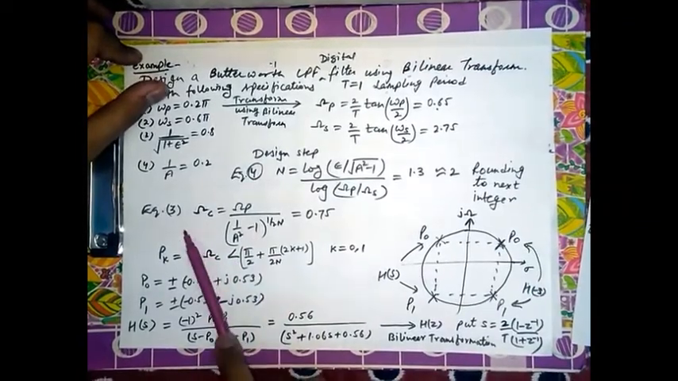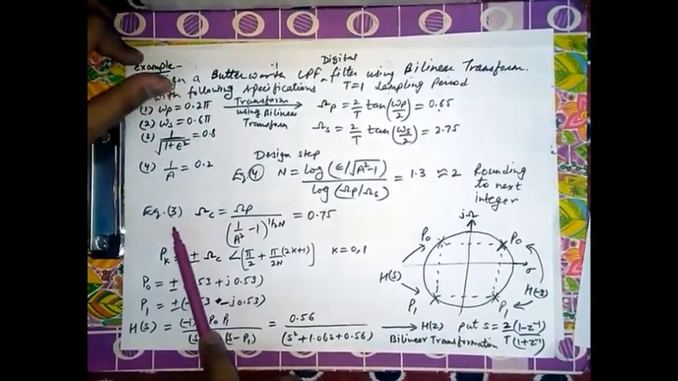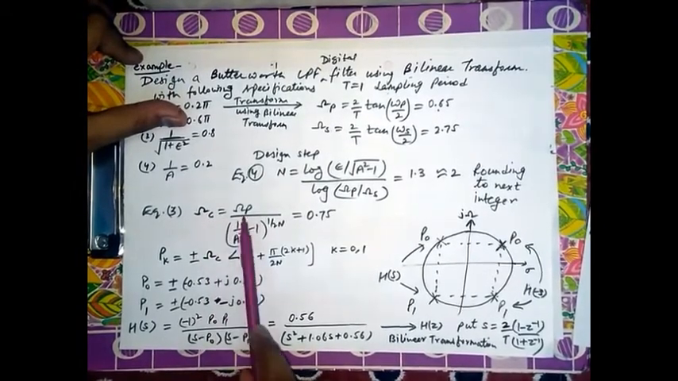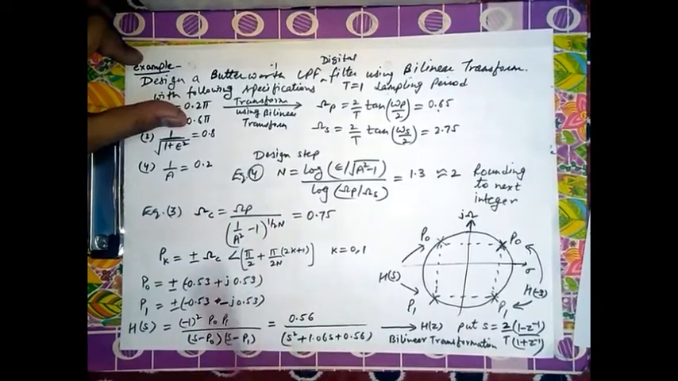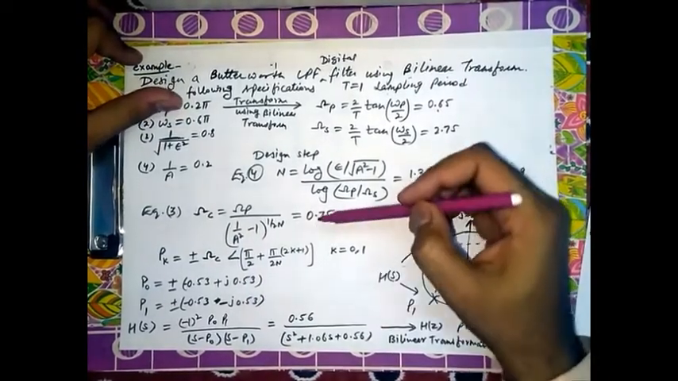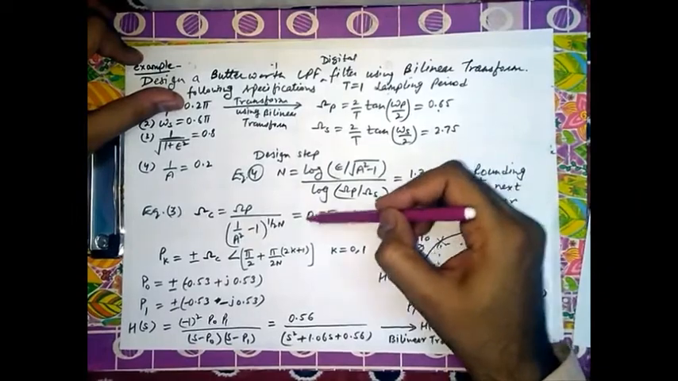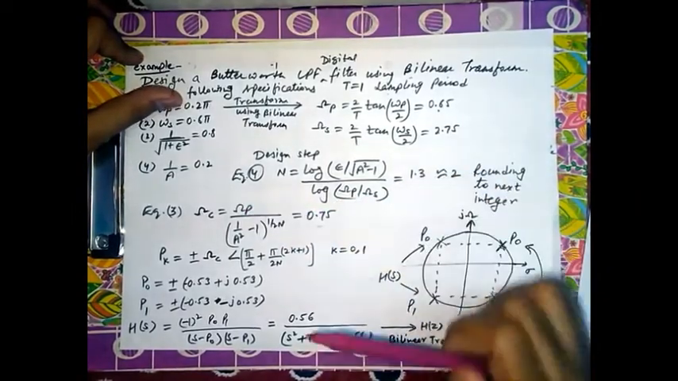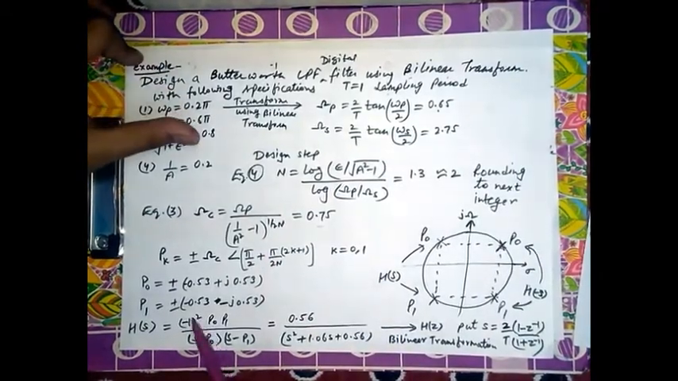Further, from equation 3 of the results, we can find omega C, the cutoff frequency, from this formula: omega p upon (A square minus 1) raised to power 1 upon 2n. Putting in the values, we get omega C equal to 0.75, because n is known, A is known, and omega p, the pass band edge, is known.